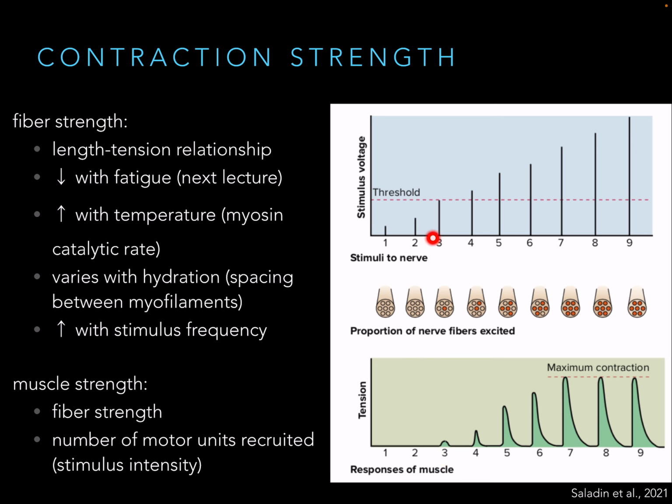As I deliver stronger shocks to the nerve, I turn on more motor units and I get stronger muscle contraction until I've turned on all the motor units. Doesn't matter if I shock that nerve any harder. I've already activated all 7 of these motor units, and so I get the same maximum contraction.